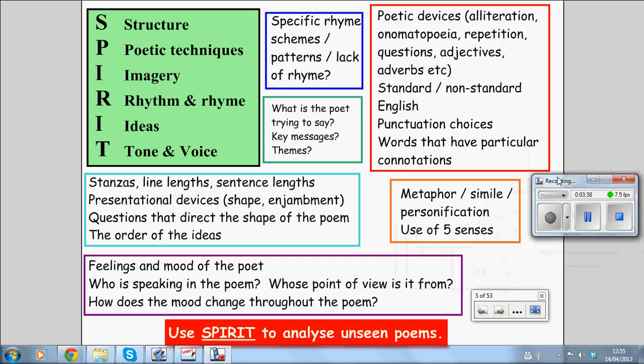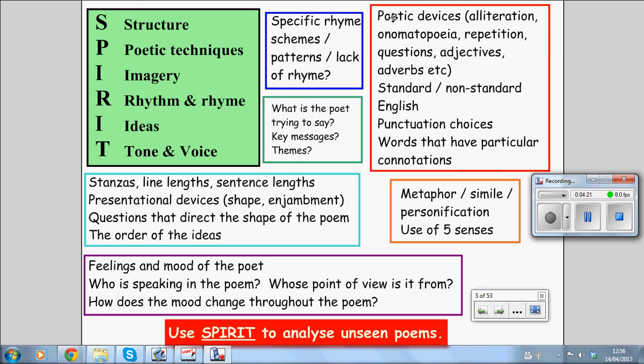Okay, so SPIRIT is going to be really, really important for you to remember. Make sure you revise these key terms, you know what they mean. So when we're talking about structure, we're thinking about the stanzas, how many stanzas does the poem have, what kind of line lengths are we looking at, how long are the sentences, is there anything to do with the presentation of the poem, can you see enjambment where the lines run on from each other into the next stanza, why might that be happening, are there any questions that direct the shape of the poem, and what is the order of the ideas, so what does the poet talk about first, what's at the end, what maybe do they hold back and not tell you until the end, and why do they do that?